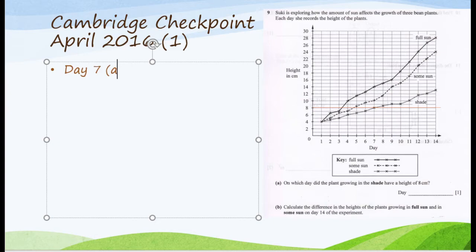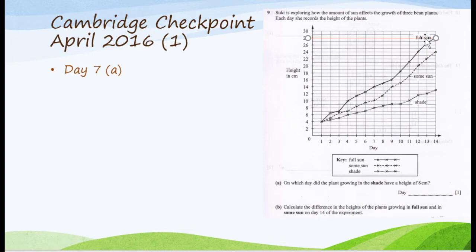And then after that, it says calculate the difference in the height of the plants growing in the full sun and some sun, on day 14 of the experiment. Okay, 14 will be this, right? The most right, so it will be easy. I will use the same line to help me read this. So 14 for the full sun. Why do I start with the full sun? Because I know the height is bigger than the sun. That's why I draw this, right?